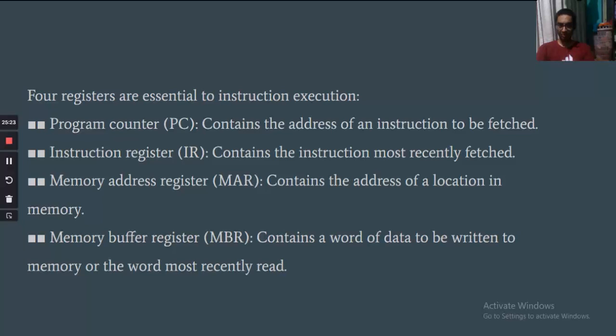Four registers are essential to instruction execution: program counter, instruction register, memory address register, memory buffer register. Program counter contains the address of an instruction to be fetched. Instruction register contains the instruction most recently fetched. Memory address register contains the address of a location in memory. Memory buffer register contains a word of data to be written to memory or the word most recently used.